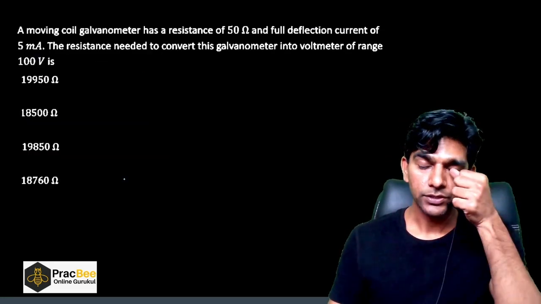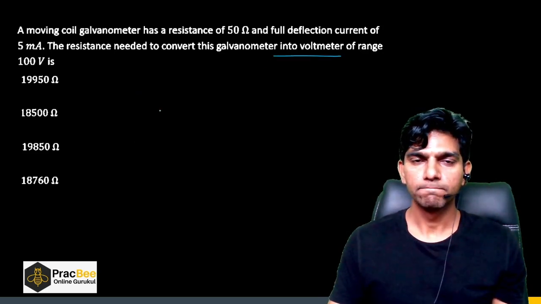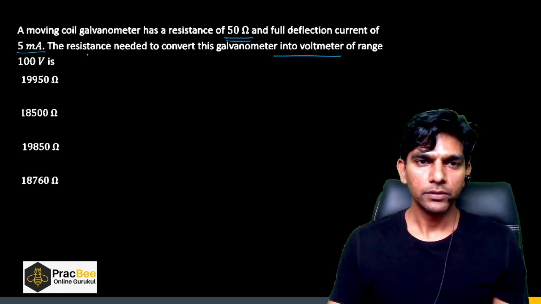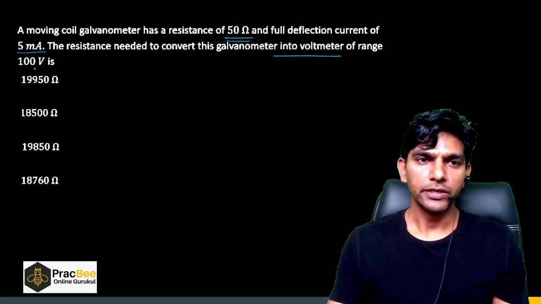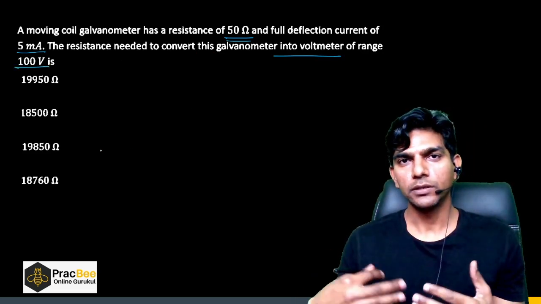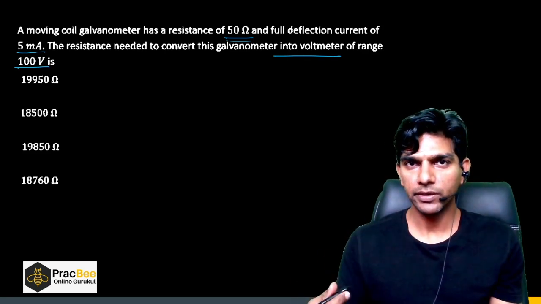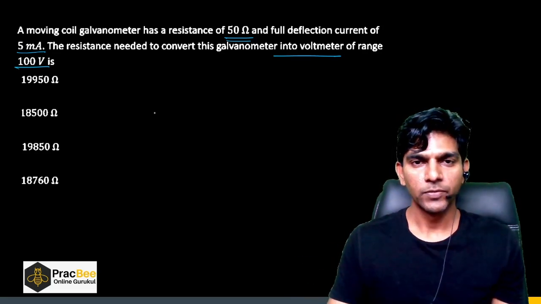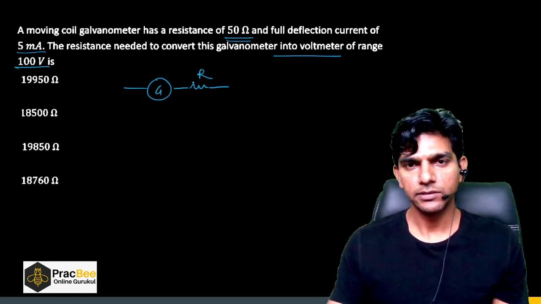Right. So the next question is again from current electricity, from the conversion of a galvanometer into a voltmeter. A moving coil galvanometer has a resistance of 50 ohms and full deflection current of 5 milliampere. What is the resistance needed to convert this galvanometer into a voltmeter of range 100 volt? When we convert a galvanometer into a voltmeter, we have to increase the resistance, because we know that an ideal voltmeter has infinite resistance. So we'll connect a very high resistance in series. If this is our galvanometer, let this resistance be R.